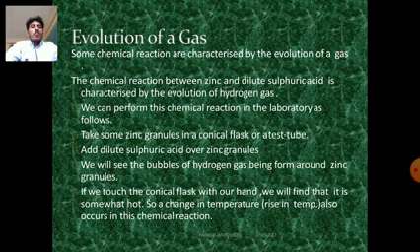We can perform this chemical reaction in the laboratory as follows. Take some zinc granules in a conical flask or a test tube. Add dilute sulfuric acid over the zinc granules. We will see bubbles of hydrogen gas begin to form around the zinc granules. If we touch the conical flask with our hand, we find that it is somewhat hot. So a rise in temperature also occurs in this chemical reaction.